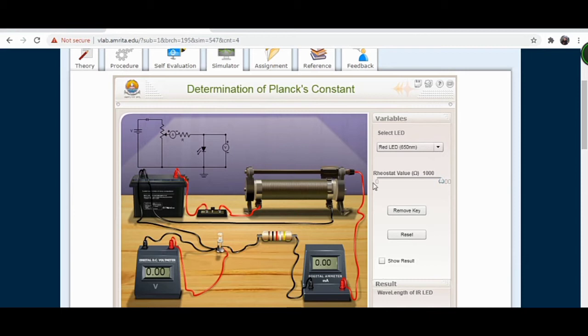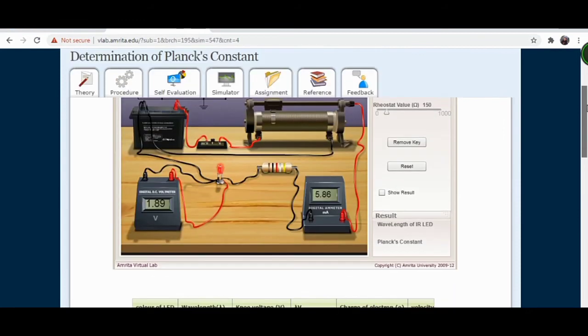Now the color of the LED is selected as red. As you see, we are decreasing the value of resistance and our voltage is continuously increasing, but still the LED is not glowing. We keep sliding it, and we see that at 160 ohm, or at 1.89 volt, our LED has just started to glow. It means that this is our threshold voltage. At this voltage, it is the minimum voltage at which our LED has just started to glow.